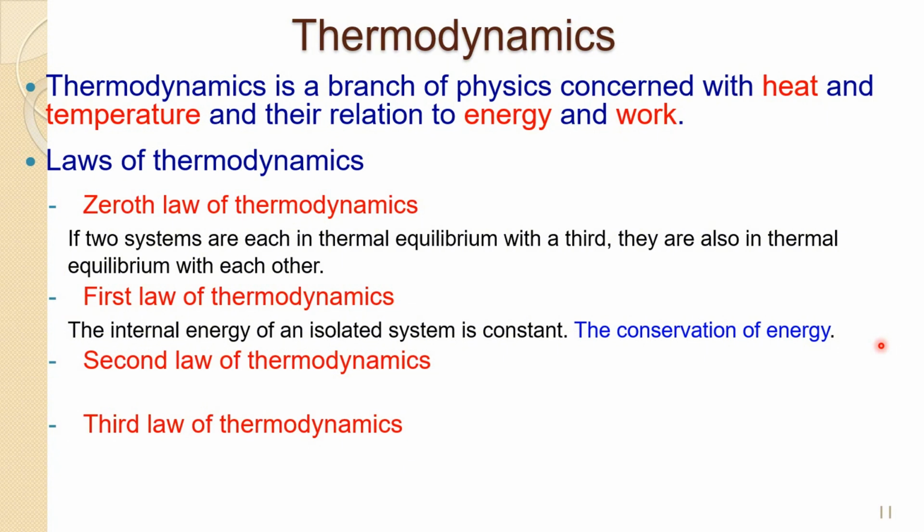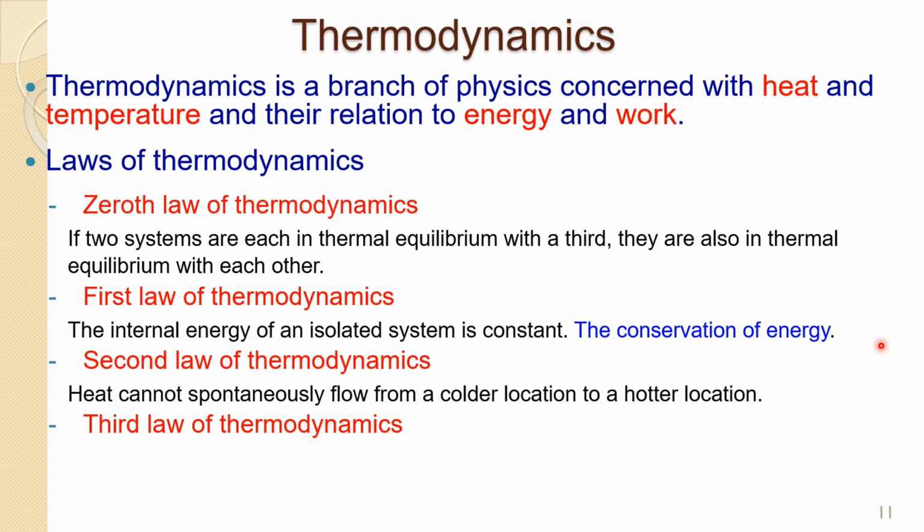Okay, so another one is the second law of thermodynamics. What is the second law? Heat cannot spontaneously flow from a cooler location to a hotter location. So if you have a place with a higher temperature and a lower temperature, the heat will always transfer from high temperature to low temperature. There's no way heat will transfer from low temperature to high temperature, right? Otherwise, this is against nature.